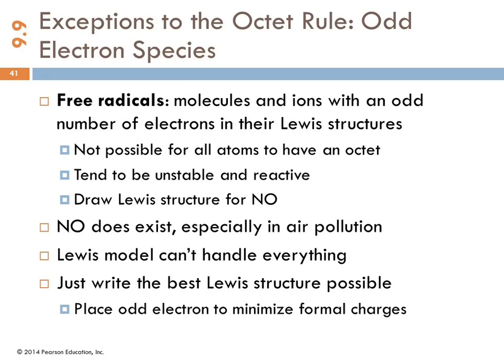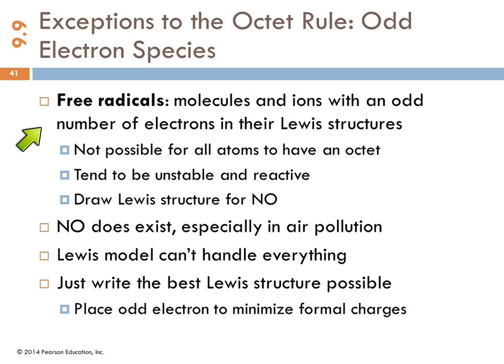Exceptions to the octet rule, because if there's a rule, there has to be an exception, right? So there are a couple of different reasons that molecules can violate the octet rule. One is if there's an odd number of electrons. There are things called free radicals. These are molecules and ions that have odd numbers of electrons.